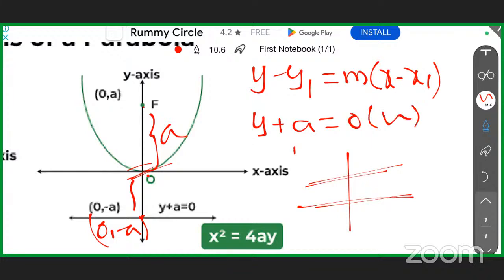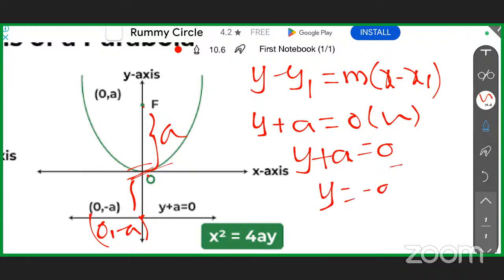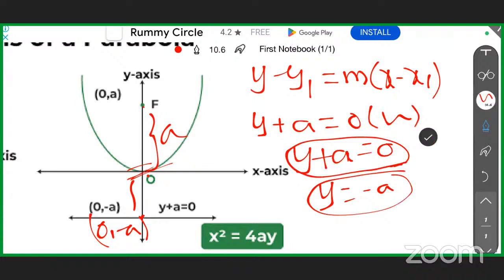Therefore, the equation of my directrix is y plus a is equal to 0. If I simplify this, I can write it as y is equal to minus a. You can take any equation. I'm giving both equations for our MCQ preparation, because we don't know what type of questions the paper setters are going to ask. So we have to be prepared for everything.